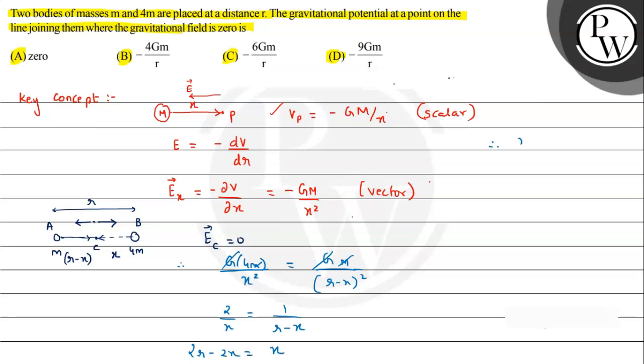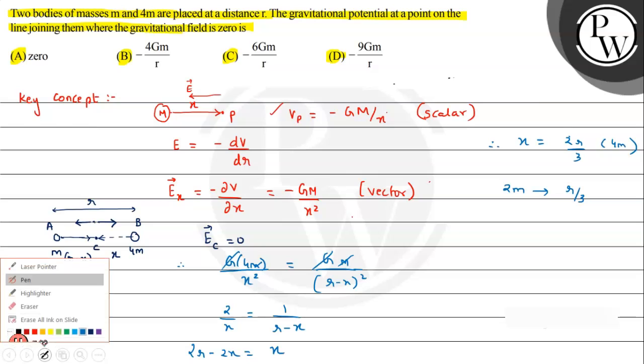Therefore the value of x comes out to be 2r by 3. So we have the distance from the 4m mass. Finally, from the mass m the distance will be r minus 2r by 3, that is r by 3. So we have got the distances for both.